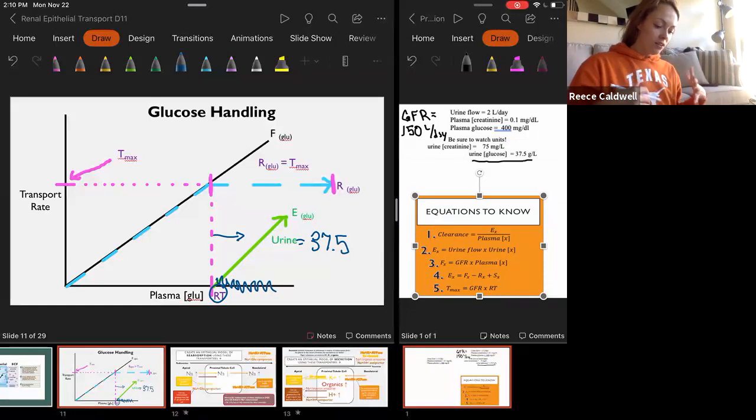Whenever we hit renal threshold, that's the point where Tmax occurs. And we know that this relationship exists.